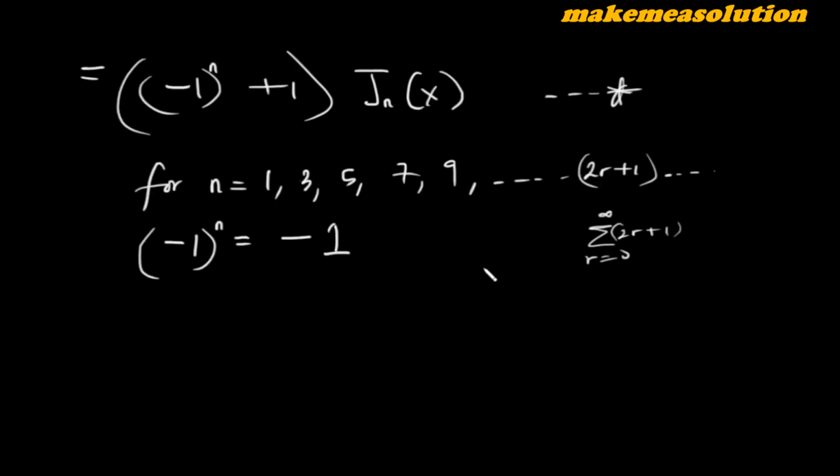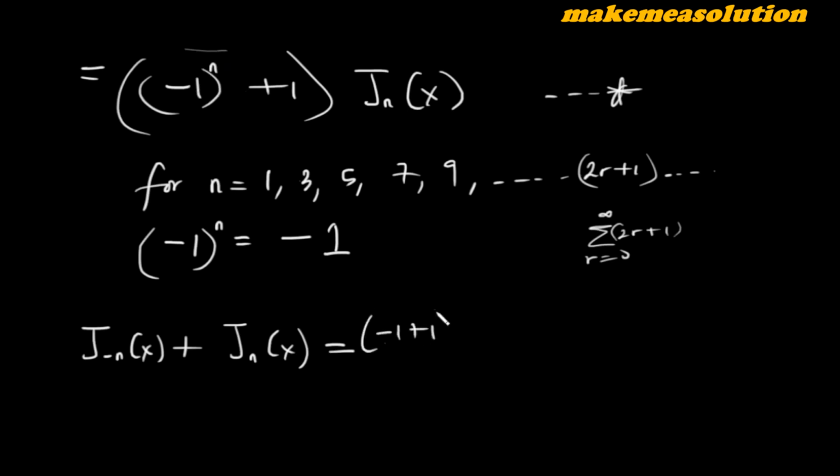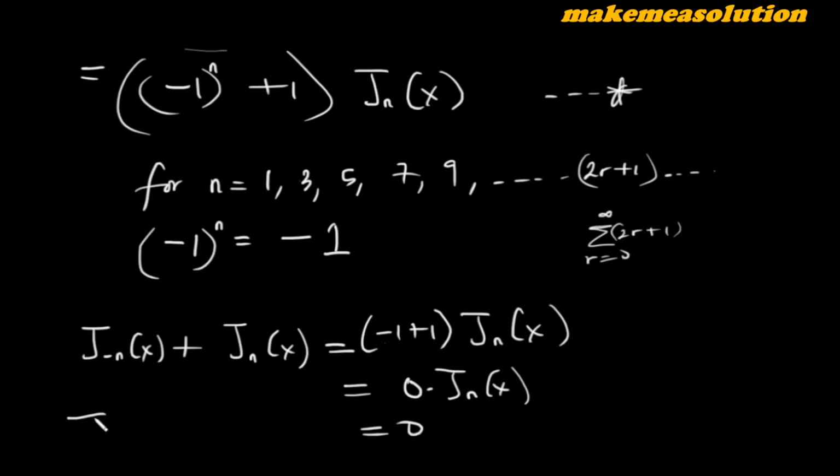Now, are we together? When we simplify this, we get that J_{-n}(x) + J_n(x) is equal to this. We can now replace this with (-1 + 1) J_n(x), and this is 0 times J_n(x), which is still the same thing as 0. Is that okay? So this is the proof.